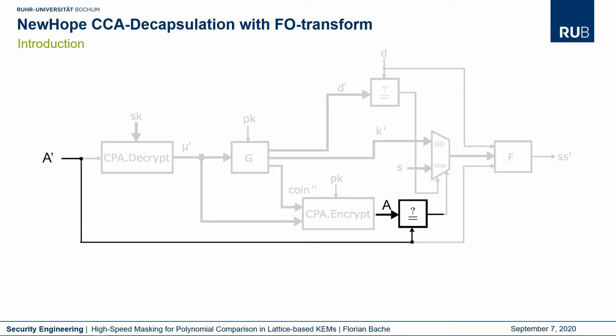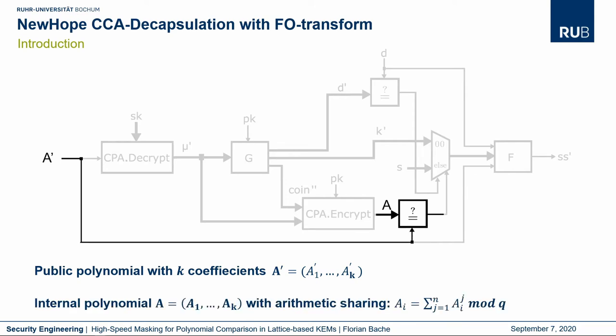As I said, we focus on this comparison step. And again, we have two inputs here. We have the polynomial A prime. This consists of K coefficients. And we have the output of the CPA encryption A, which is also a polynomial consisting of K coefficients. And it's important to note that these must be shared to achieve security because polynomial A depends on the secret key SK. And the sharing used is typically arithmetic because of the lattice structure that is used in the CPA decryption and encryption.